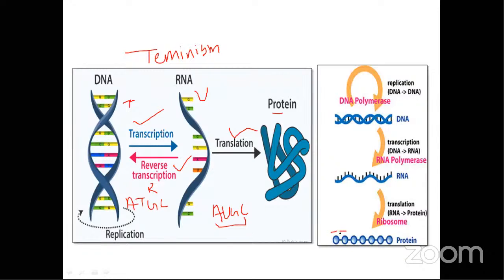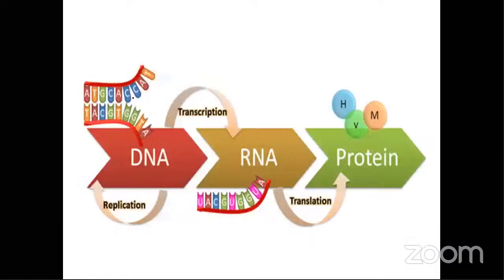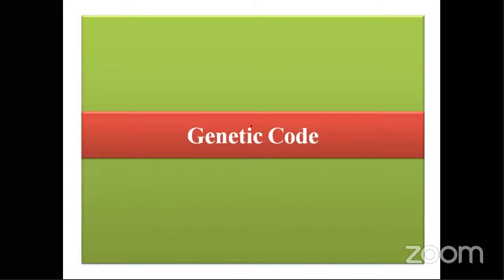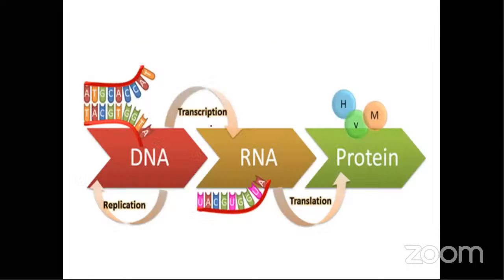Those amino acid sequences will be interlinked with each other to form the primary, secondary, tertiary, whatever form of proteins which are ultimately expressed in your cell to carry out the various functions. That is what the central dogma tells you. That's all about the central dogma.